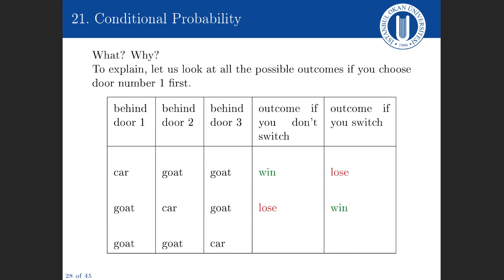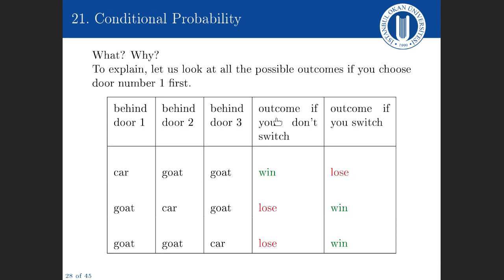There's a third possibility. Let's suppose the car is behind door number three. First, you choose door number one. The host now opens door number two, and he shows you there's a goat behind door number two. The host asks you, do you want to stay with door number one, or do you want to change your mind and have door number three? If you stay with door number one, then you lose. If you change your mind and have door number three instead, then you win.